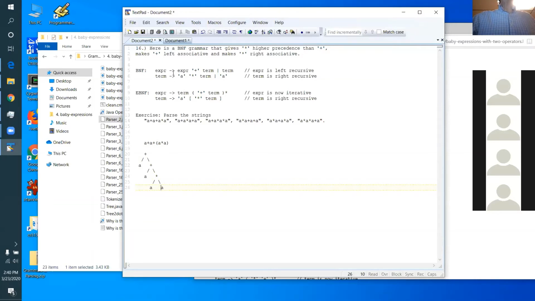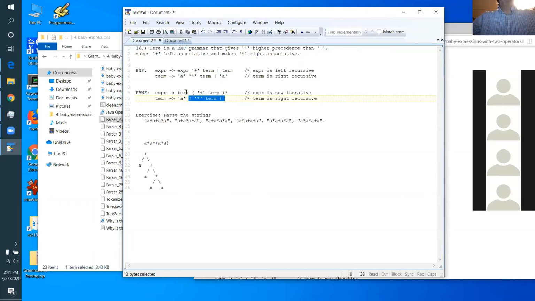Now think about using the grammar to parse it. We parsed it just by using the rules here. The grammar has this higher precedence and plus is left associative. But let's actually parse it by the grammar. So an expression is a term followed by plus term, plus term, plus term, plus term. A term is an A with an optional multiplication of another term.